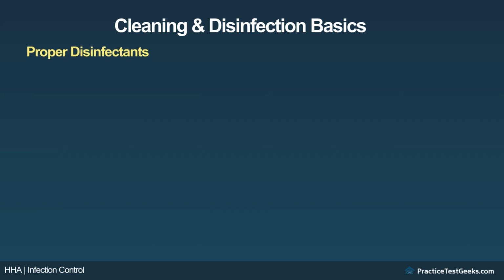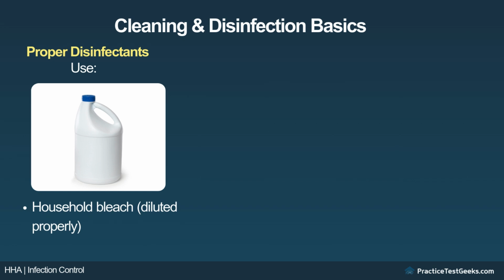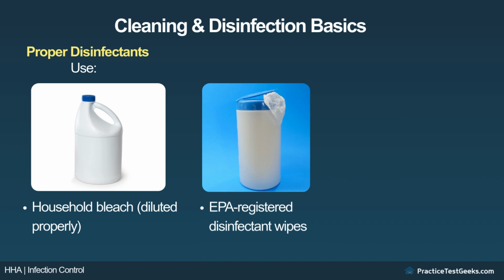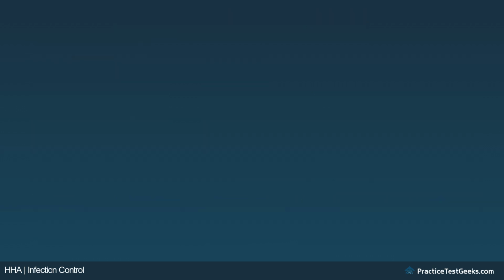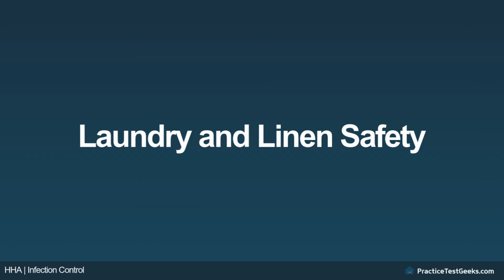Let's go over proper disinfectants to use in home care. Start with household bleach. Just be sure it's properly diluted according to the label or guidelines. EPA-registered disinfectant wipes are also effective for killing germs on high-touch surfaces. Soap and hot water may be sufficient. And remember, never mix cleaning products, e.g., bleach plus ammonia.